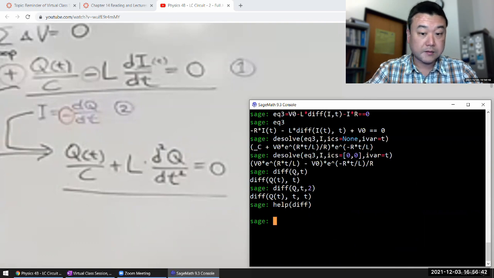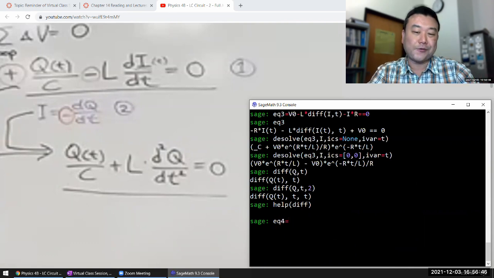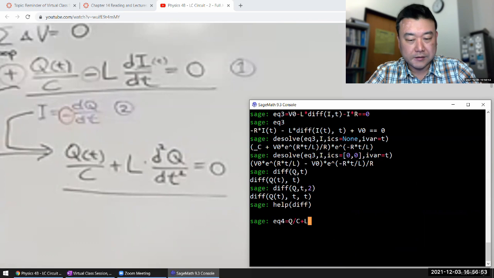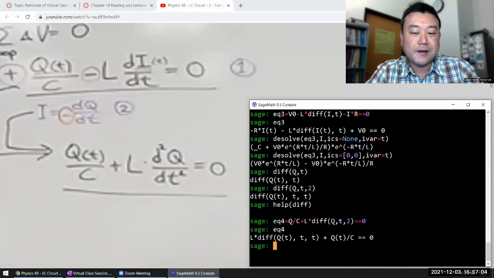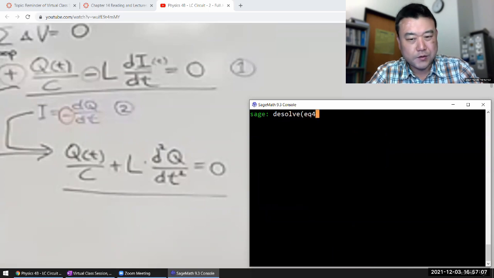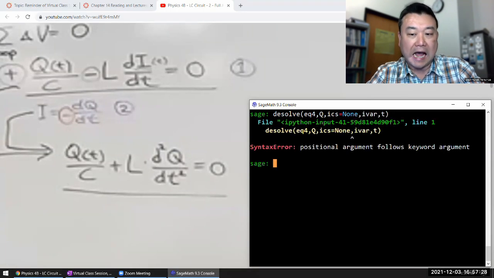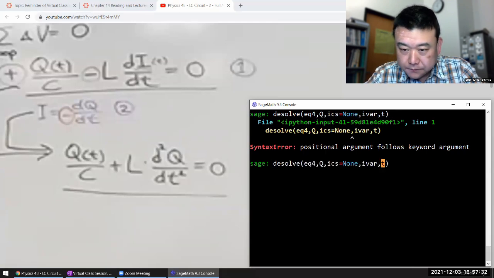Okay, so my equation 4, that's my LC circuit equation, is Q as a function of time divided by C plus inductance times the second derivative of Q with respect to time is equal to 0. That's my equation 4. Let's try solving it. Desolve the equation 4. My dependent variable is Q. Let's say initial conditions none for now, and that'll give us the general solution. And my independent variable is time t.